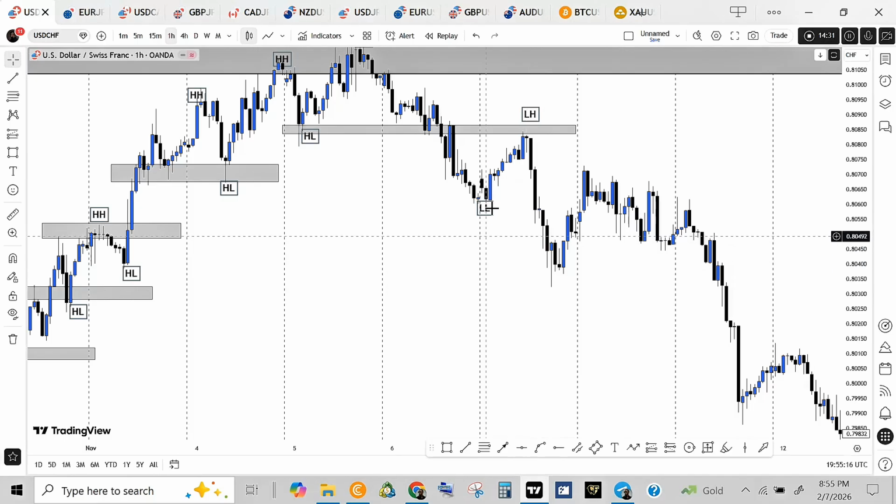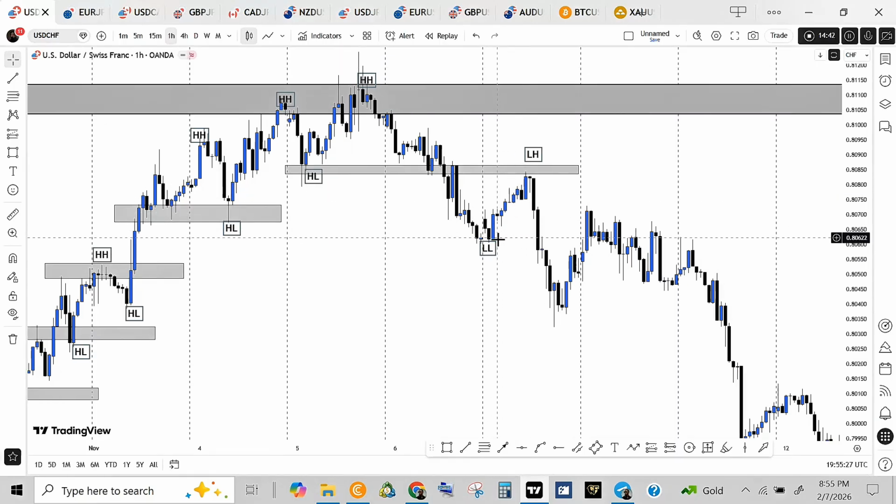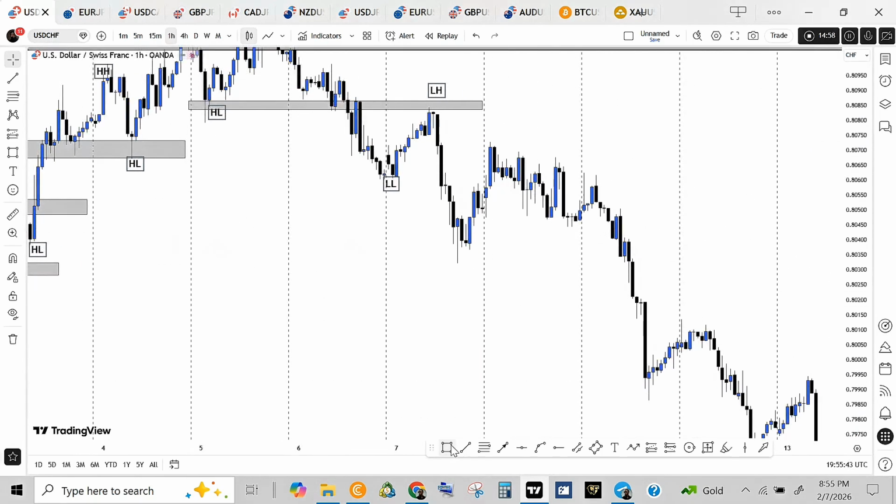Now, once price makes a lower low, the next thing you should be expecting is a lower high. And that process is usually bullish. And once you see this, just know that the trend has changed and it's about to start going bearish. That is a bearish market structure.